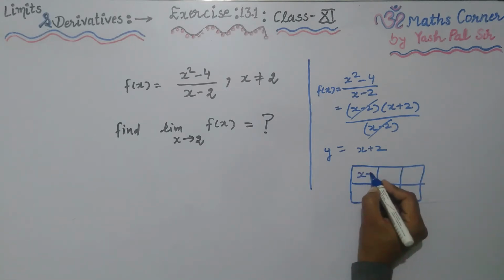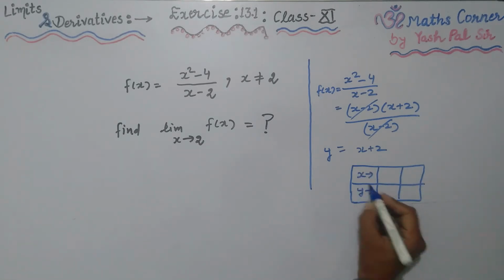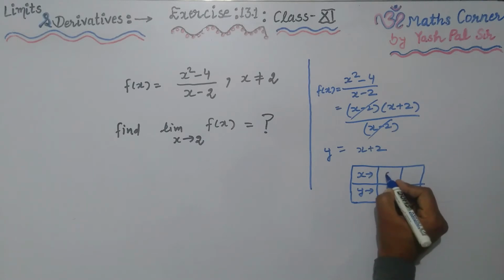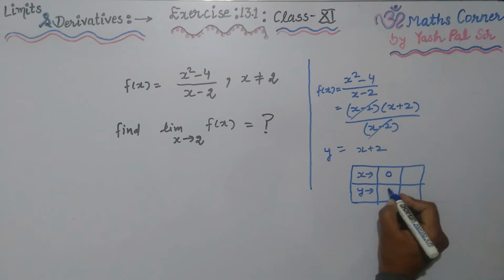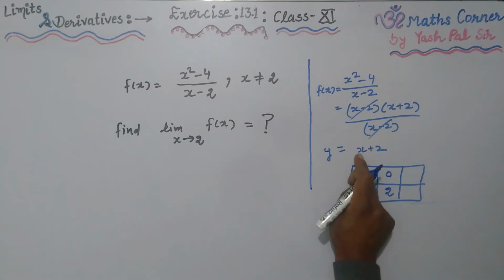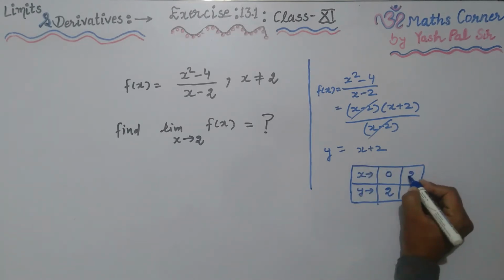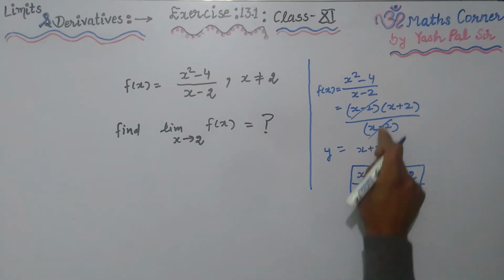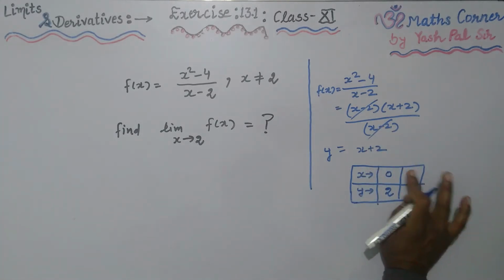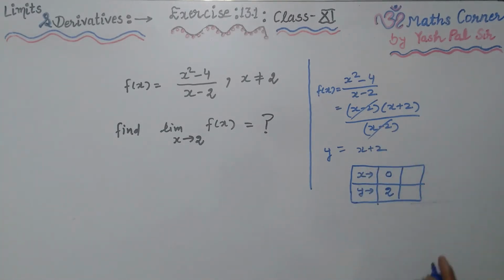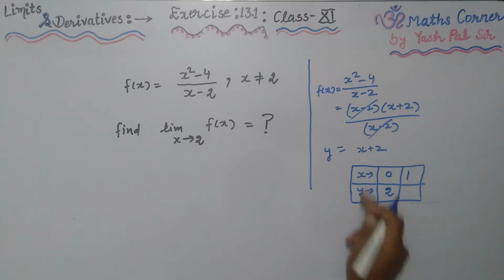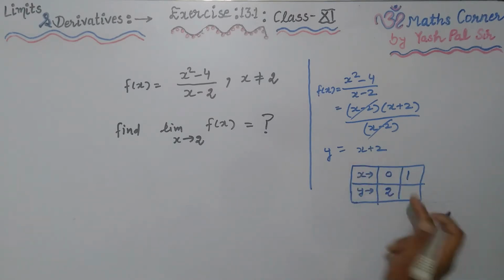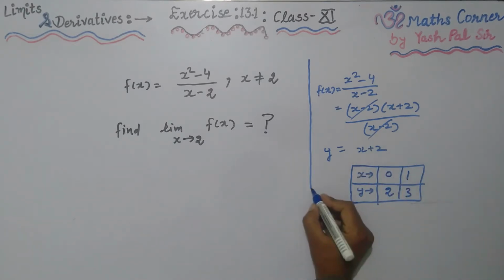Here the values of x, here the values of y. If we take x equal to 0, then y becomes 2. If we take x equal to 2, but we cannot take x equal to 2. In place of 2, suppose we take x equal to 1, then what happens? 1 plus 2, y is equal to 3, right?